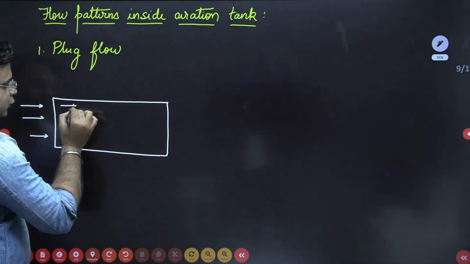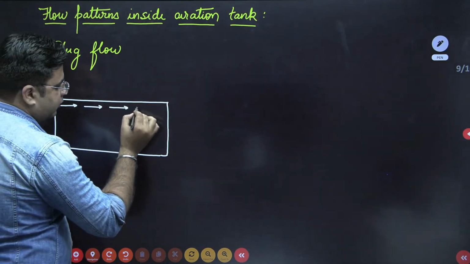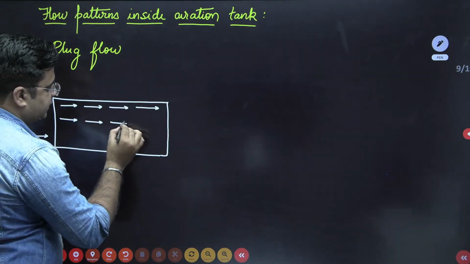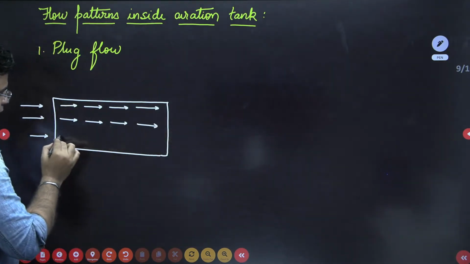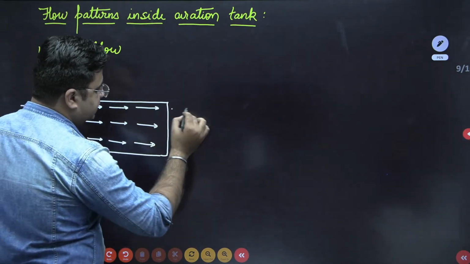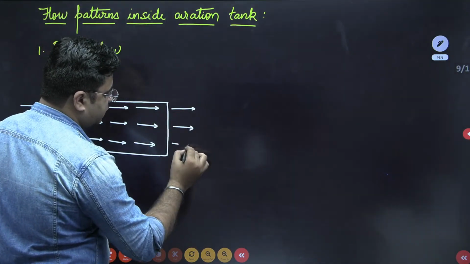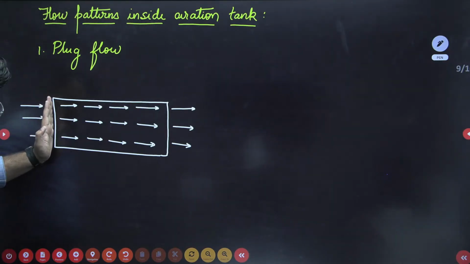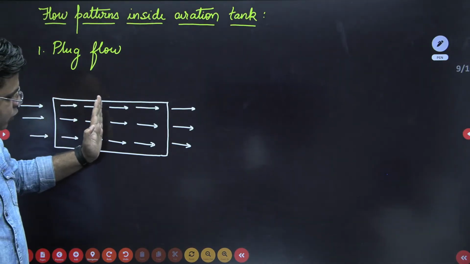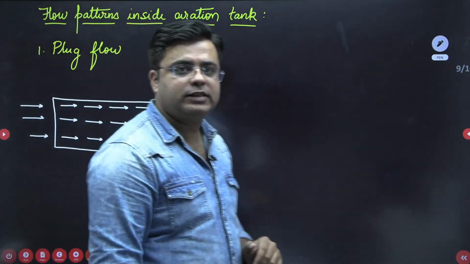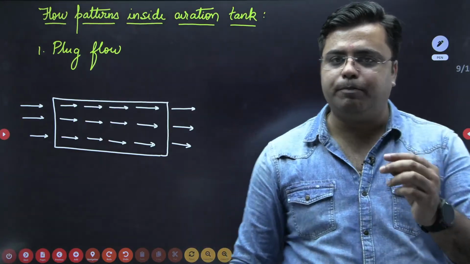If the water is flowing in this direction uniformly without any mixing, then this type of flow pattern is known as the plug flow. Means wastewater is entering into the aeration tank and from here onwards the wastewater just flows like this without any mixing, then this type of flow pattern is known as the plug flow.